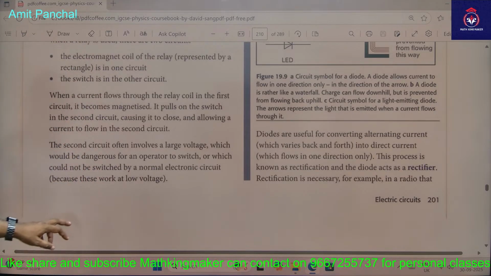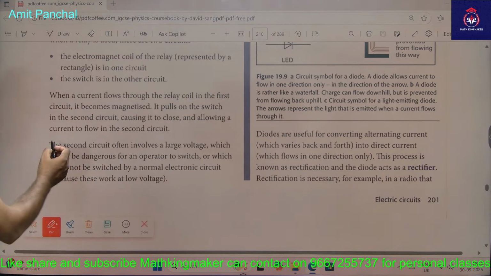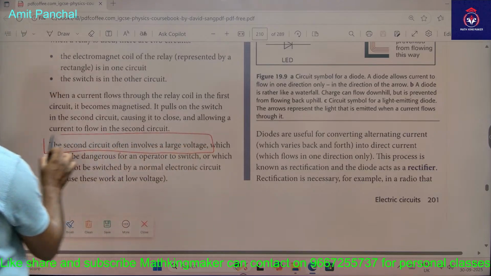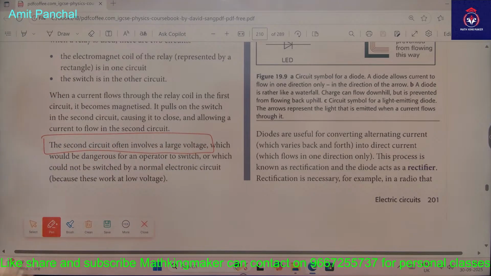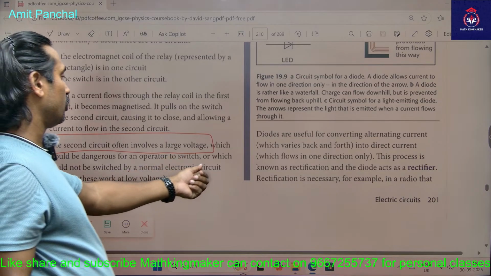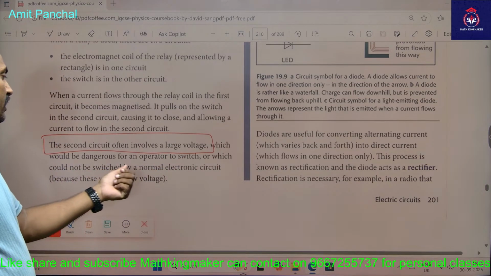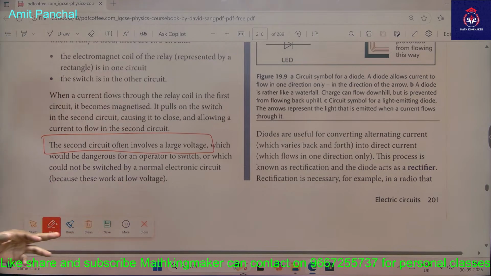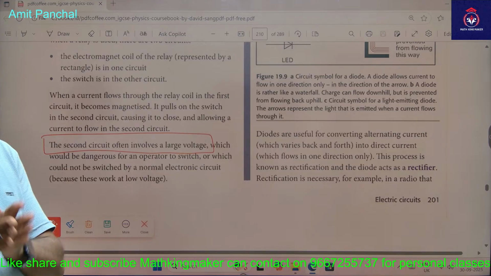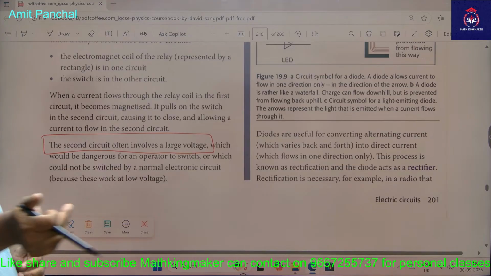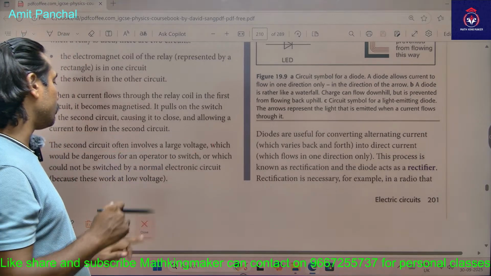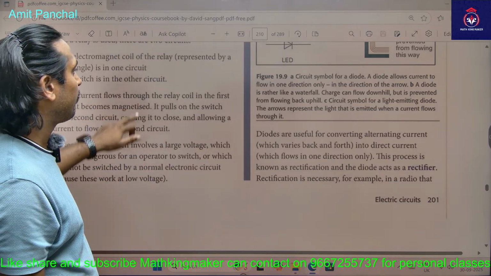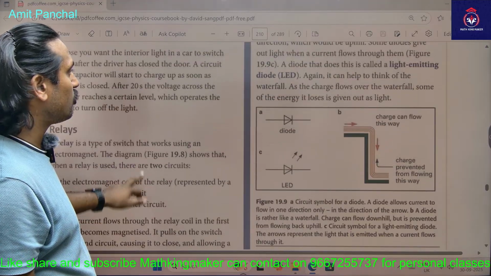The second circuit often involves a large voltage, which would be dangerous for an operator to switch, or which could not be switched by a normal electronic circuit. So the relay is operated at a very low voltage. We switch on that relay, and that relay will switch on the higher voltage circuit. So that is the use of a relay.